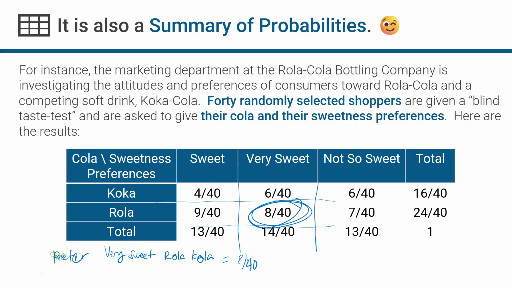What if they prefer not so sweet at all? What is the probability that the shopper would prefer not so sweet?